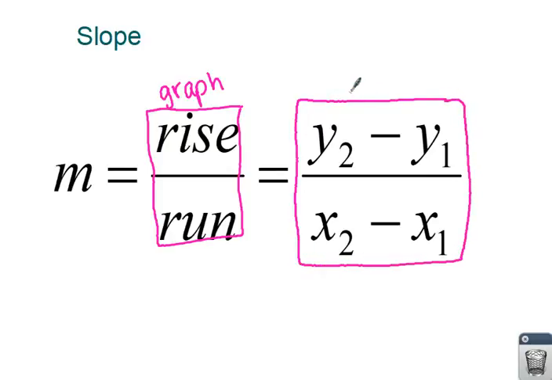is what we use when we have 2 points, and we're trying to find the slope of a line so that we can write the equation for it. That's when we use this one. Okay? It's 2 different equations, one for each situation. You have to pick the one that works best for what you're doing.